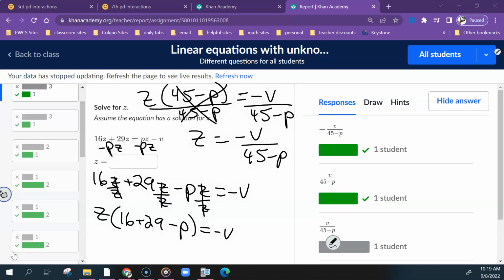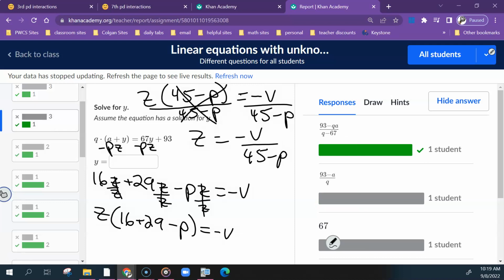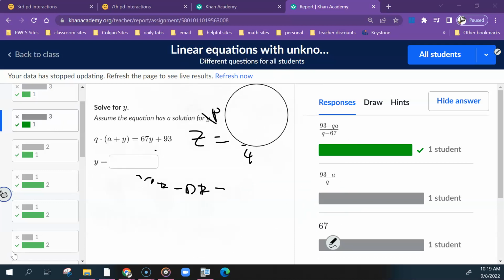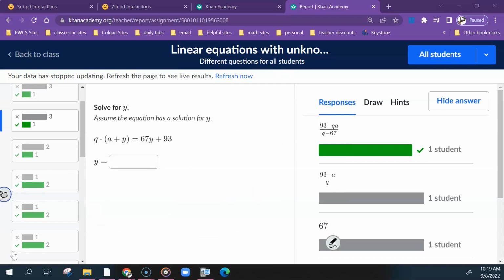There's one other type of example you might see. Instead of not having any parentheses, you'll see something with parentheses. Something like this. So here, I need to get y by itself, but I have a y inside the parentheses. The only way to get that outside of the parentheses is to distribute first. So I have qa plus qy equals 67y plus 93.